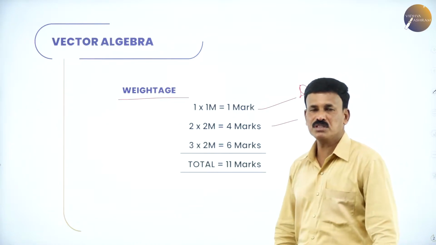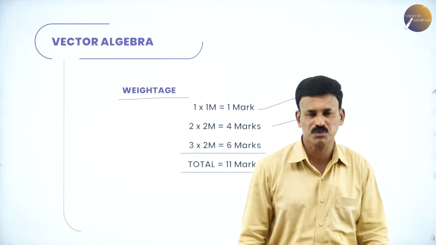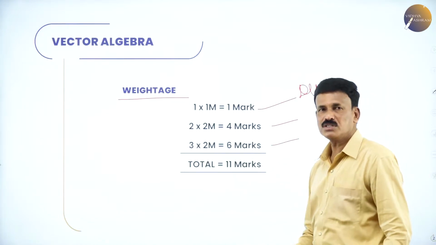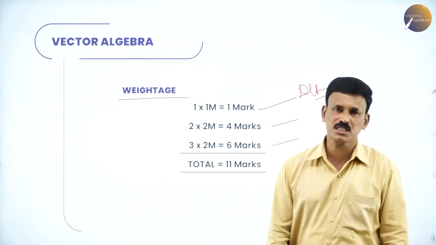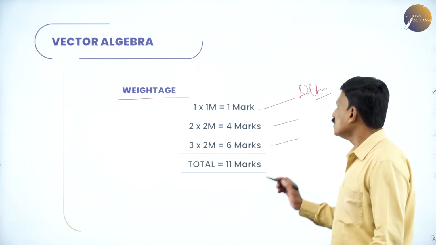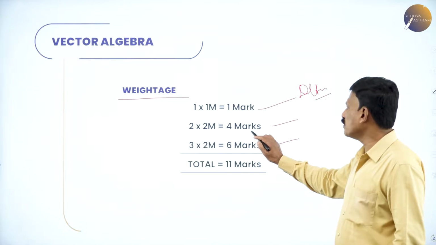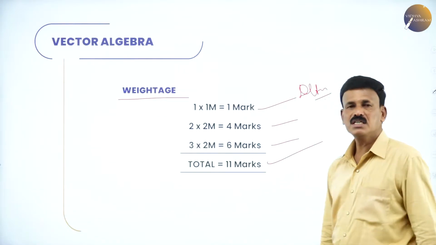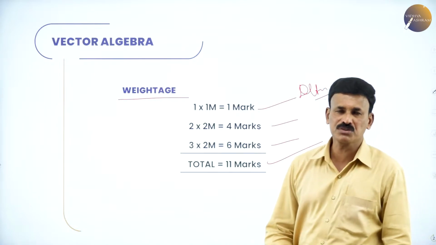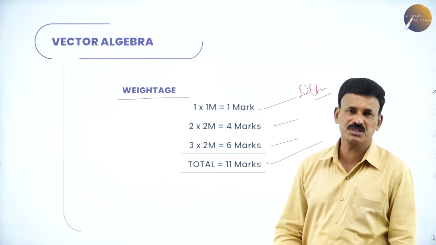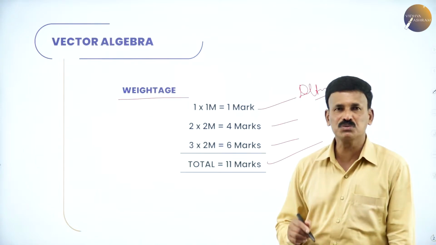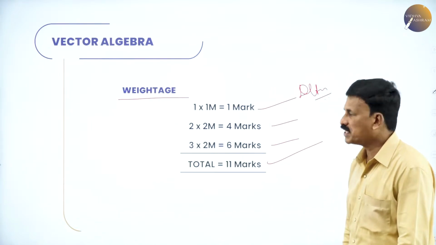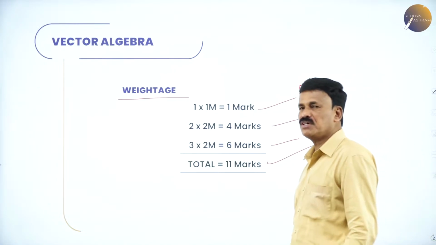One is from the dot product, another one is from the cross product, whereas 3 mark questions are also from the dot product, that is the scalar product, or the cross product, or vector product. So one mark question, two mark questions, and 3 mark questions. Totally the weightage for this is 11 marks. There is no 5 marks, 6 marks or 4 marks question. Only 1 marker, 2 marker and 3 marker questions you are going to expect from this vector chapter. And this is a very important chapter.